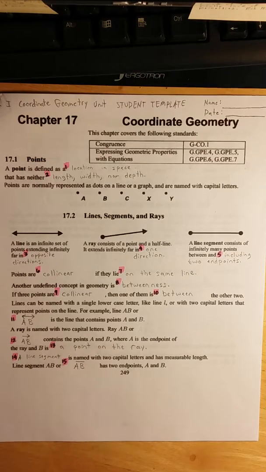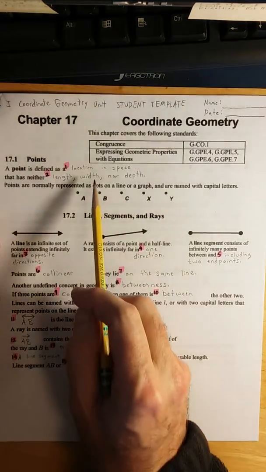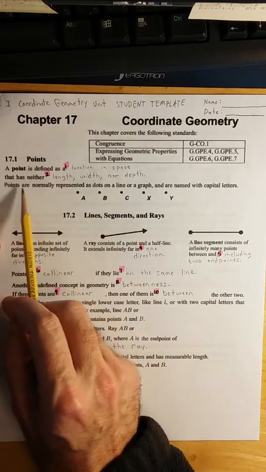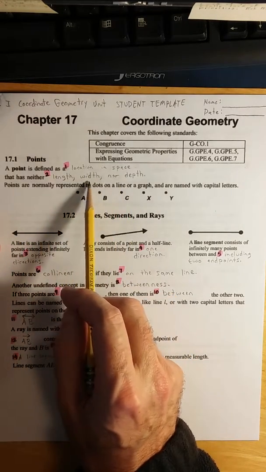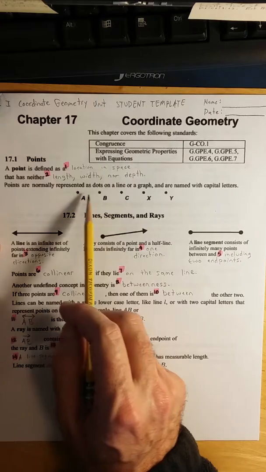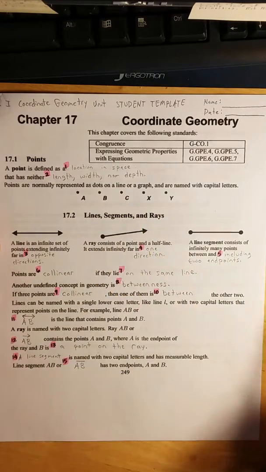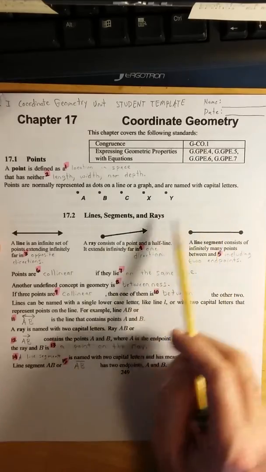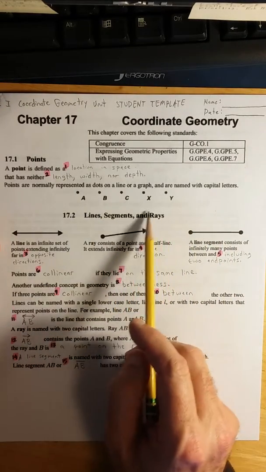Hello and welcome. Today we are going to have a primer on coordinate plane geometry and learn a little bit about the distance formula. So let's start with some definitions. Point. A point is defined as a location in space that has neither length, width, nor depth. Points are normally represented as dots on a line or a graph and named with capital letters. So here we have just a couple points.